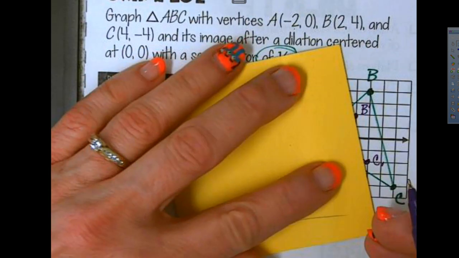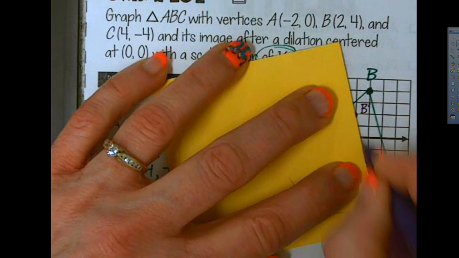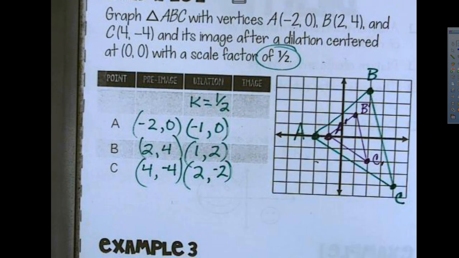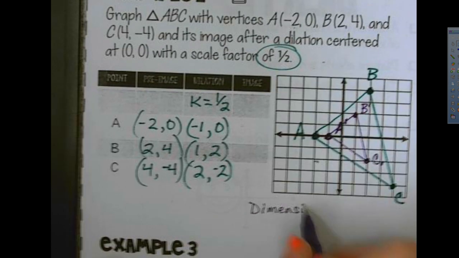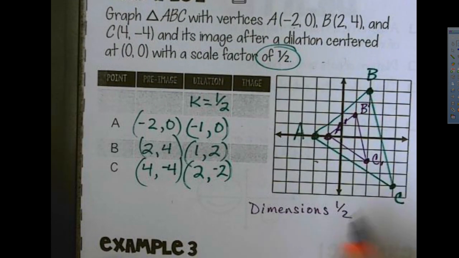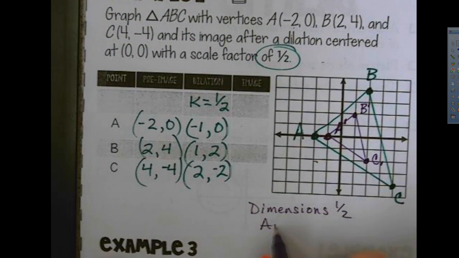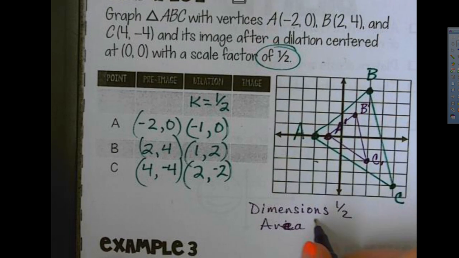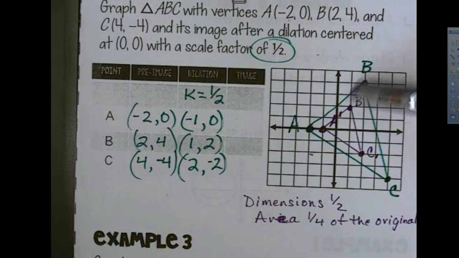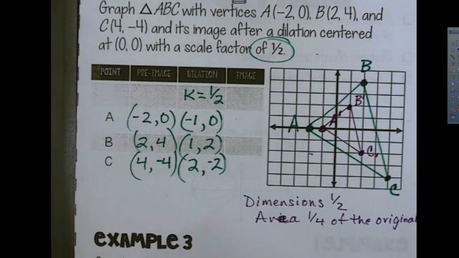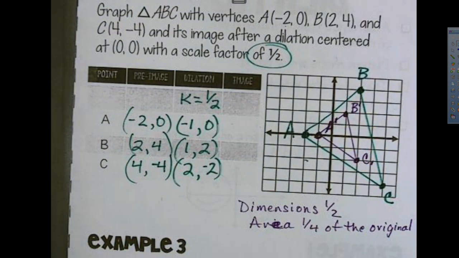So the dimensions are in half, but you've got to remember that the area shrunk by 1/4. Okay, so the dimensions are half, but the area is actually a fourth of the original, because 4 of these would end up fitting inside of that larger triangle.